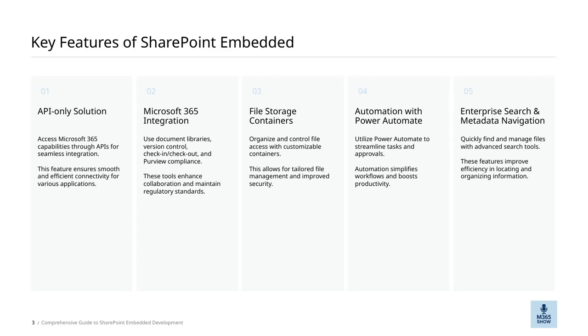Let's take a closer look at some of the key features of SharePoint Embedded. First, we have the enterprise search and metadata navigation. This allows users to quickly find and manage files using advanced search tools, which significantly improves efficiency when locating and organizing information. Moving on, automation is a big focus here, especially with Power Automate. It helps streamline tasks and approvals, making workflows smoother and boosting overall productivity.